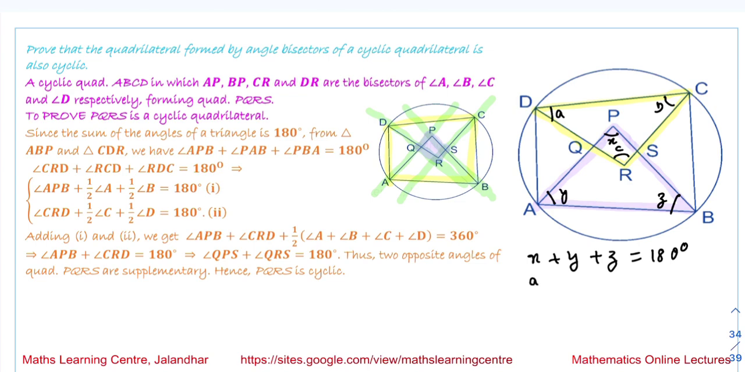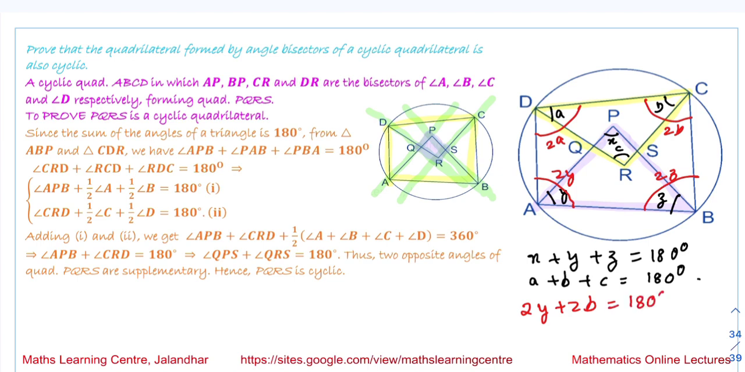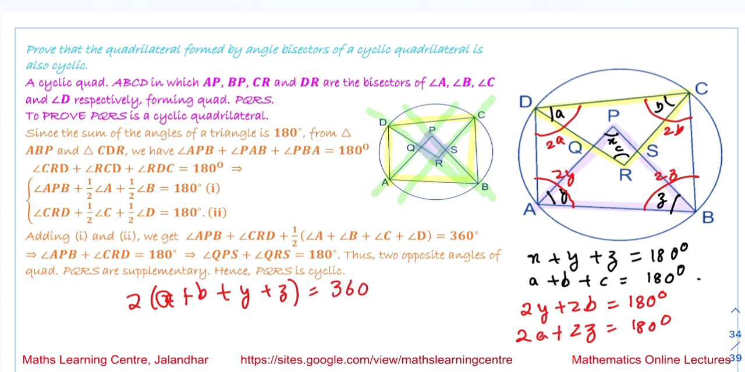Similarly we have A plus B plus C equal to 180 degrees. Now if this angle is Y, this whole angle is 2Y, this whole angle is 2Z, this whole angle is 2B, and this whole angle is 2A. Now what we have is 2Y plus 2B equal to 180 degrees, and 2A plus 2Z equal to 180 degrees, or we can say it is 2 times A plus B plus Y plus Z is equal to 360 degrees.